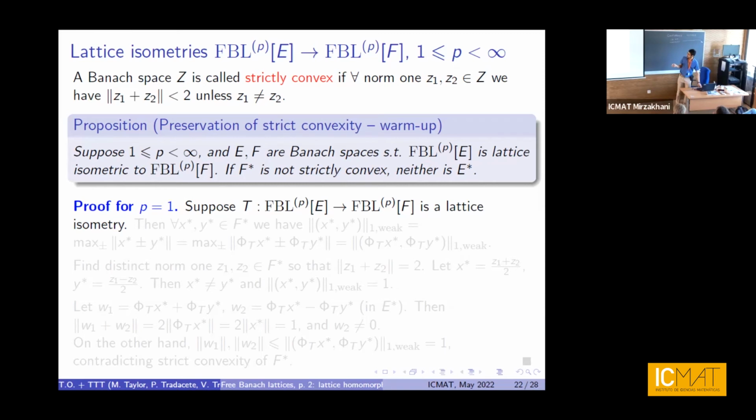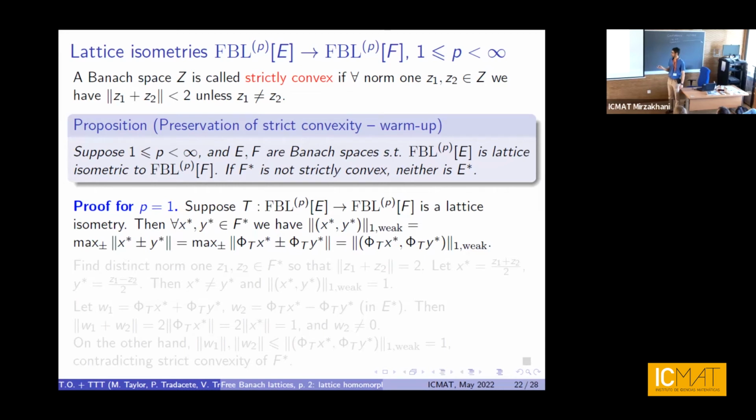So let me try to give you a proof of what happens when p is equal to 1. Let's suppose that F star is not strictly convex. And let's say we have a lattice isometry between those Banach lattices, except that this p should be 1. Actually, I did take this into account. I was talking about the 1-weak norms here.